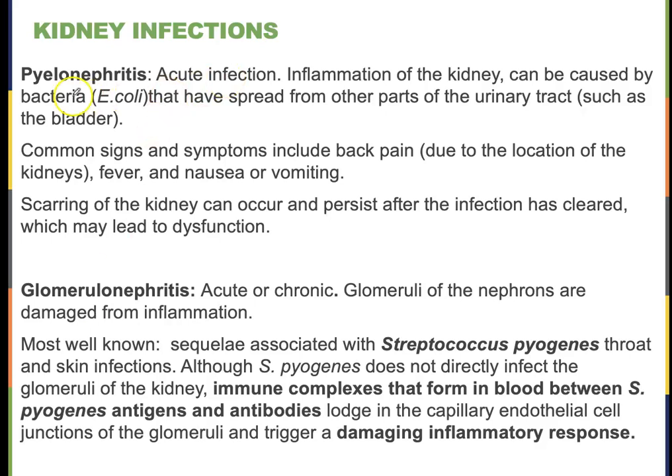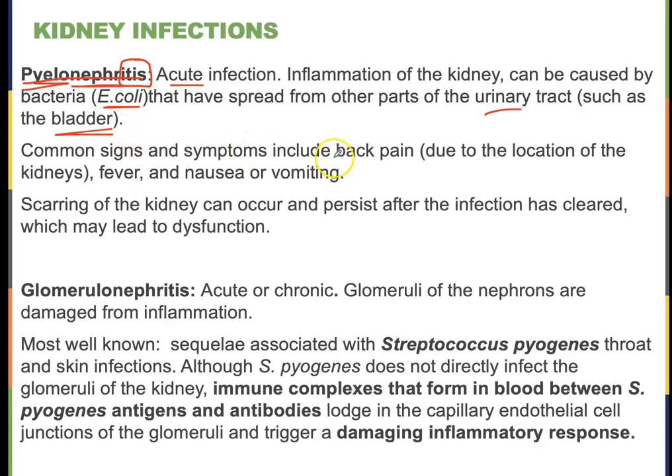So this guy, pyelonephritis, is an acute infection, and this is the one where bacteria can climb up the bladder. So E. coli, for example, have come from other parts of the urinary tract, right? So you have a bladder infection, and it causes inflammation of the kidney. So anytime you see itis, right, we know that's inflammation. Nephra refers to the kidney. Pyelo refers to the fact that there's going to be some pus made.